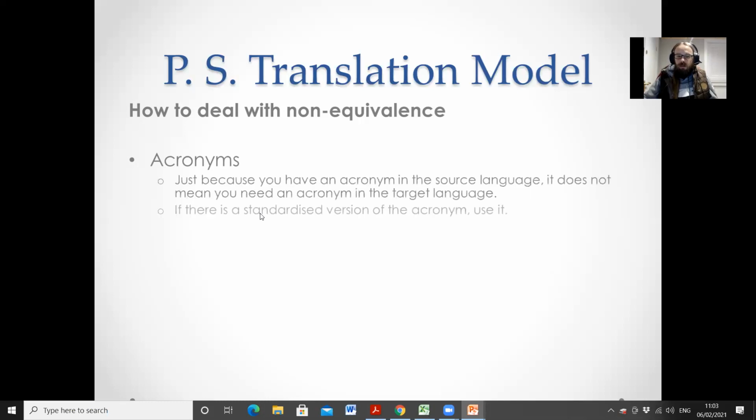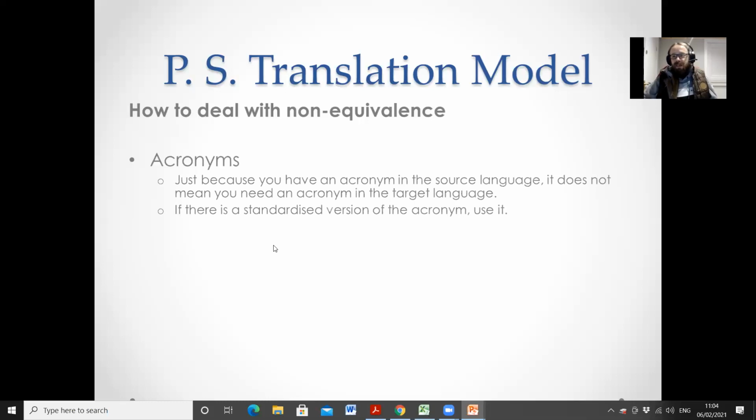Okay. If there is a standardized version of the abbreviation or acronym, then use it. And this happens a lot for international bodies, international organizations, and well-established medical conditions, things like COVID-19, for example. If there's a standardized version of COVID, then use it. Don't make up your own, okay?